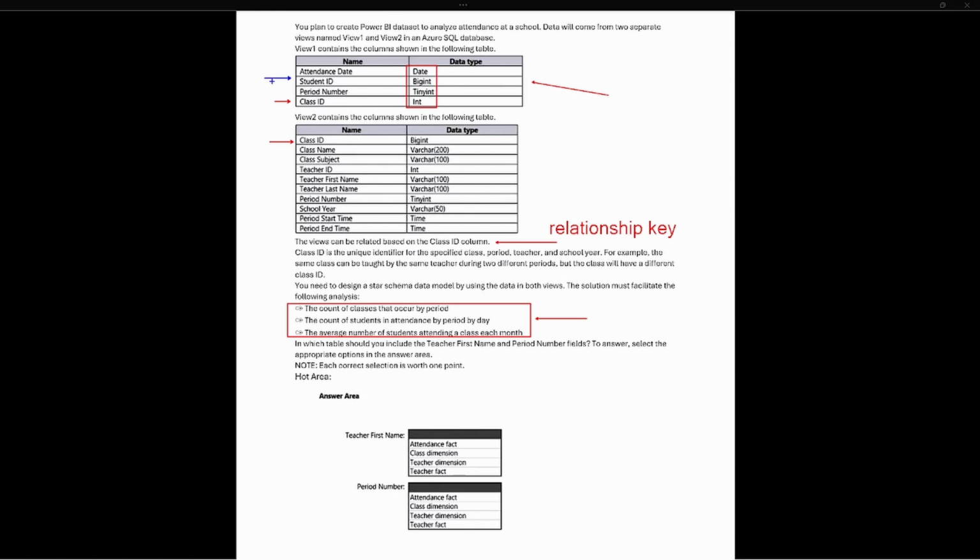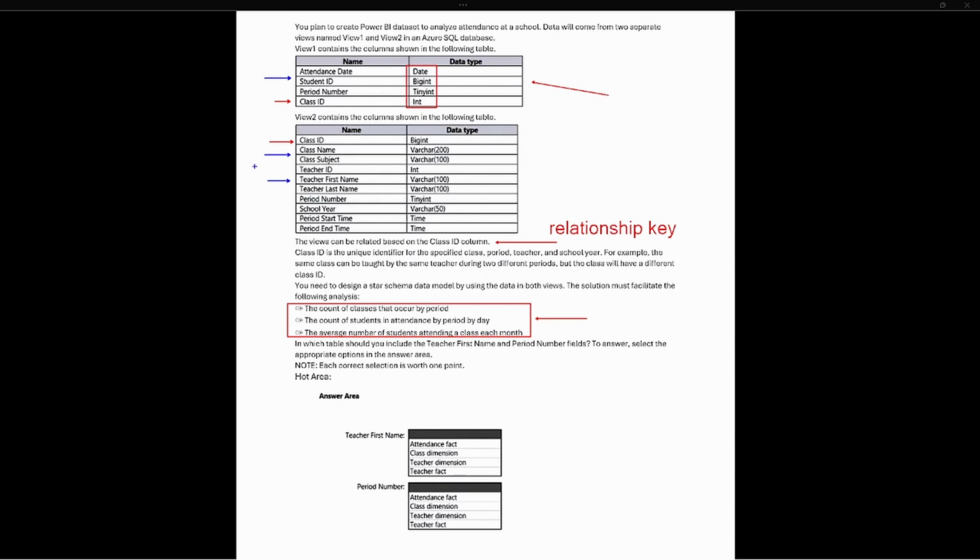And as we think about the difference between a dimension and a fact table, a dimension table is going to be describing our data, so it's more descriptive in nature. Because of that, it's going to tell us, okay, for that specific class, who is the teacher, right? So we have our teacher first name and last name here, and it also has our class as well.